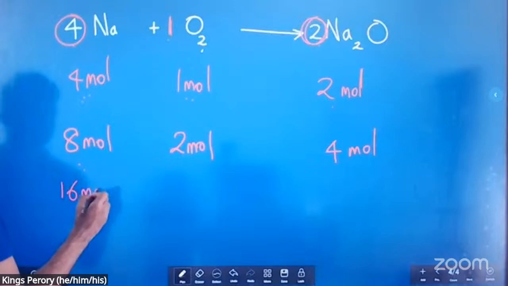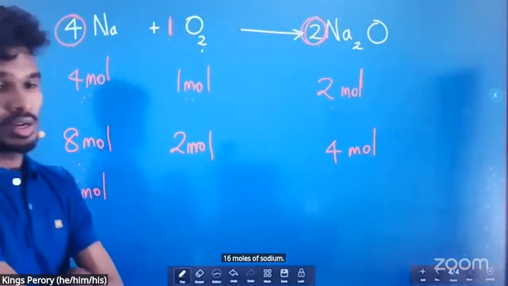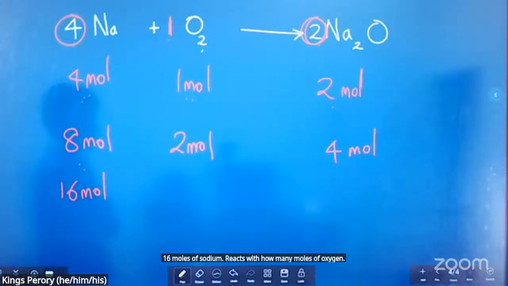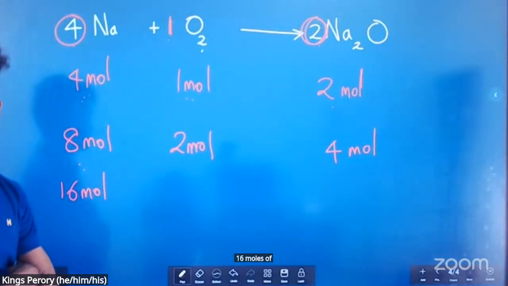16 moles of sodium reacts with how many moles of oxygen? 16 moles of sodium needs how many moles of oxygen?